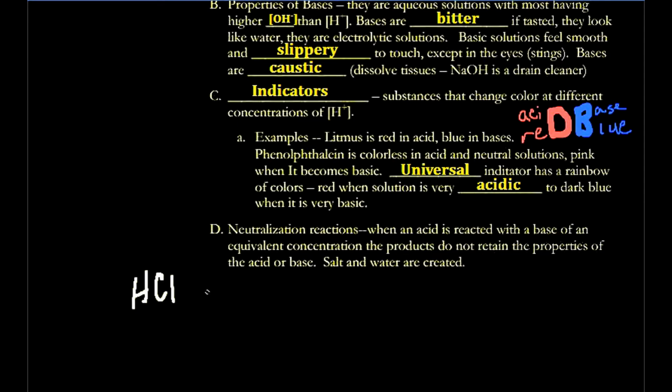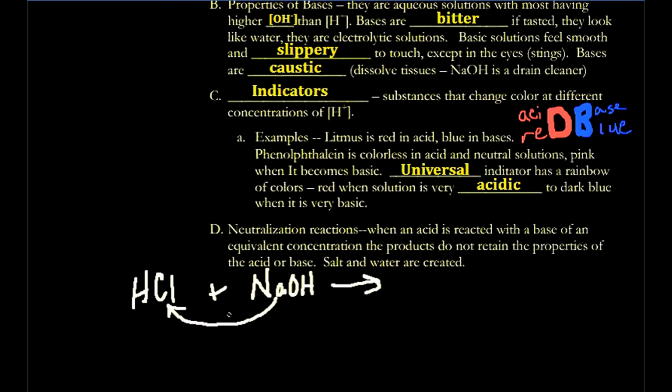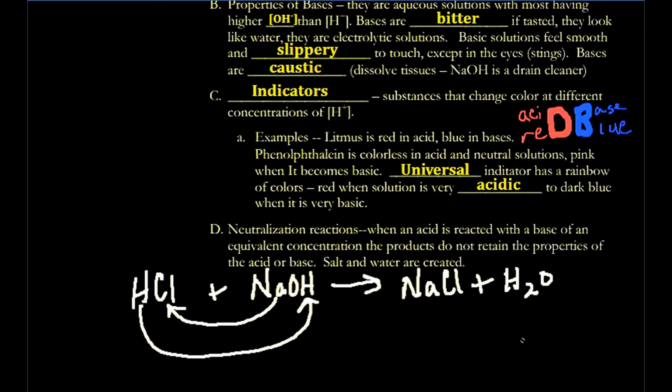So for example, hydrogen chloride plus sodium hydroxide go through a double replacement reaction where the sodium attracts to the chlorine and the hydrogen attracts to the hydroxide, and we get NaCl plus H2O. There's your salt, and that is your water.